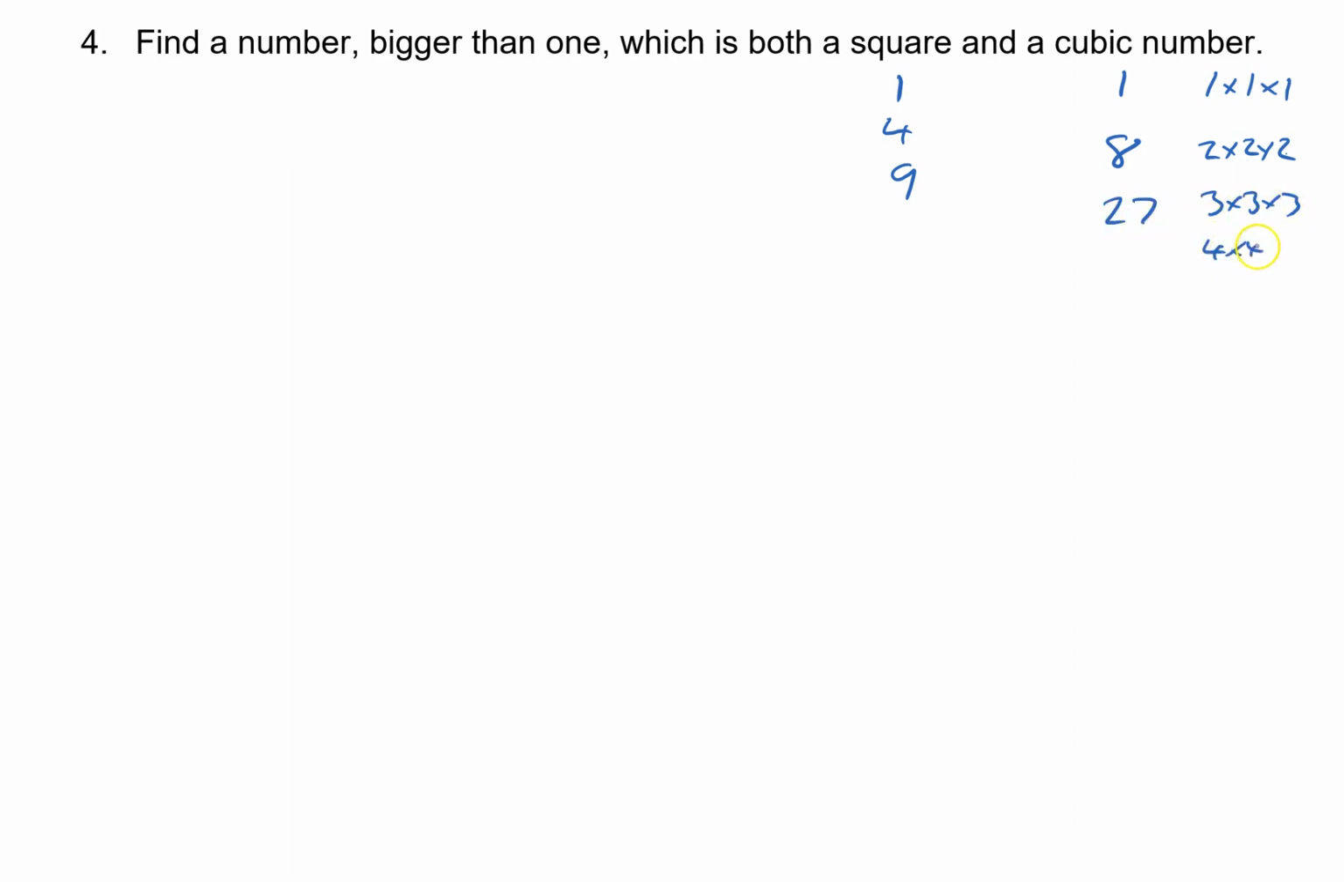The next one will be 4 times 4 times 4, which is 16 times 4, it's 64. And 64 is a square number, because 8 times 8 is 64. And so we have it. We found a number. 64 is the answer to that. And that's 4 done. And now on to question 5.